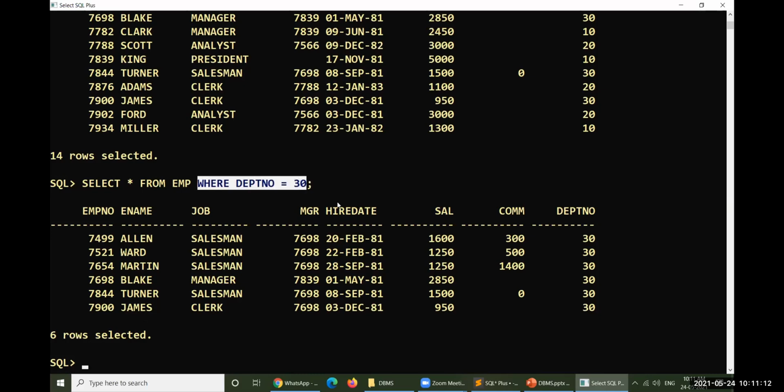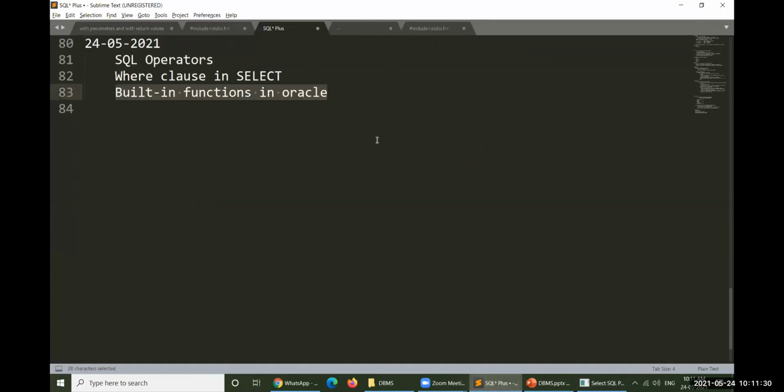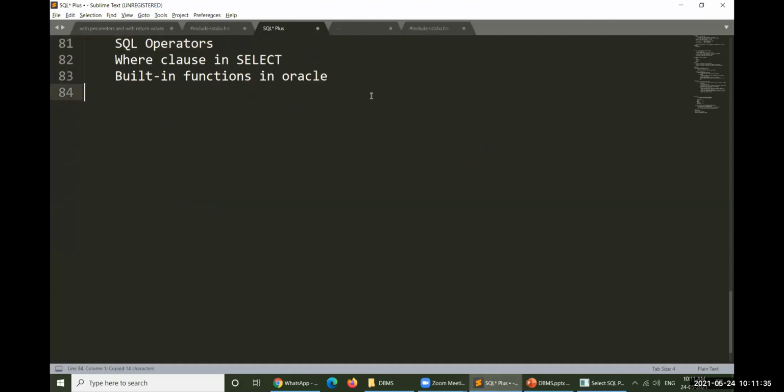How could this be operated using the SQL select statement here? To apply this, what are the different operators? This is one of the operators, that is equality. Now, such kind of operators, how many are there? Let us examine. Let me write everything in this area. SQL operators. Today's class is 24/05/2021. So SQL operators will be like this.